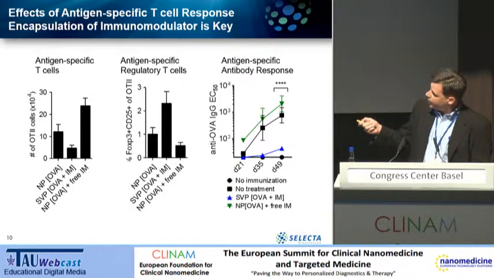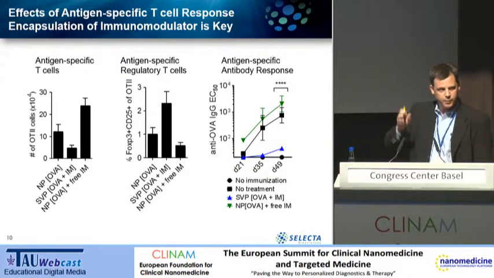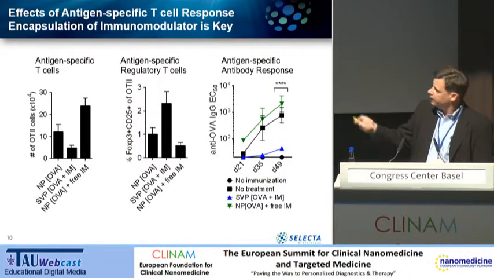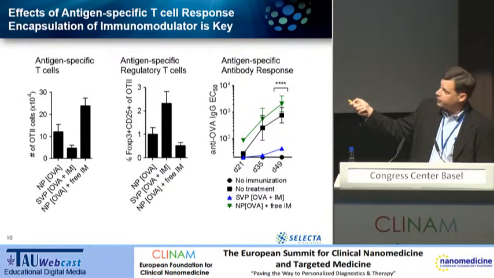If we give a nanoparticle with OVA inside, these are looking at antigen-specific T cells, so stimulatory cells. With the OVA plus immunomodulator in the particle, we reduce those. If you give the free immunomodulator, remember it's an immunosuppressant given daily, but if you give it weekly, kind of like a vaccine, it acts as a stimulant. It actually increases the number. It actually makes things worse.